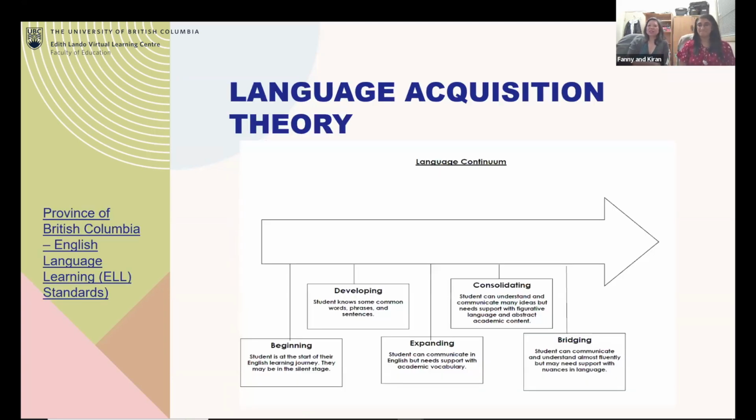Okay, so just a little bit of background. The Ministry of Education in British Columbia has a language continuum and it has 5 levels.